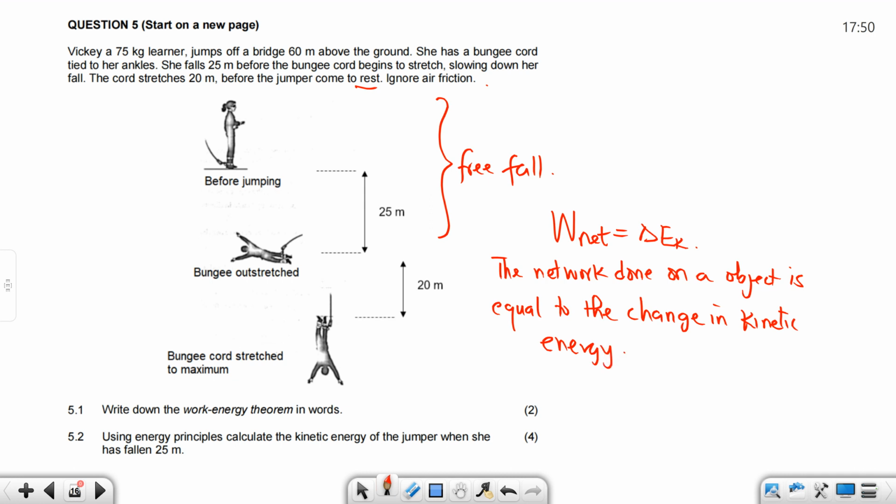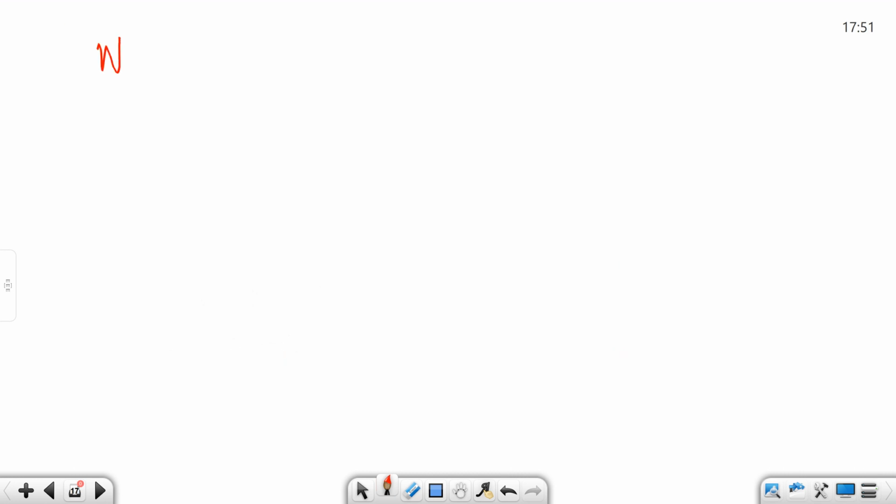Number 2, question 2. Use energy principles to calculate the kinetic energy of the jumper when she had fallen 25 meters. I told you this, guys, in these questions, I only use one formula all through. So please, let's learn that again. Work done by non-conservative equals to what? Change in EK. Because this is energy principles.